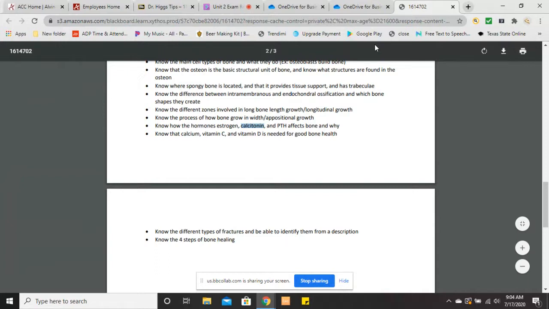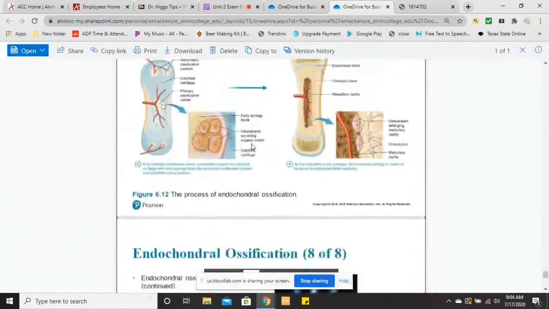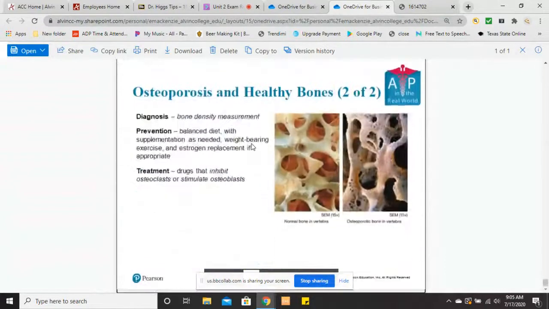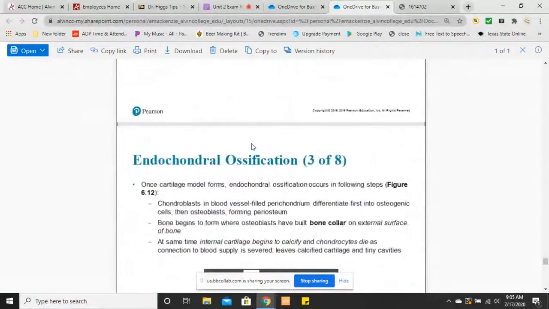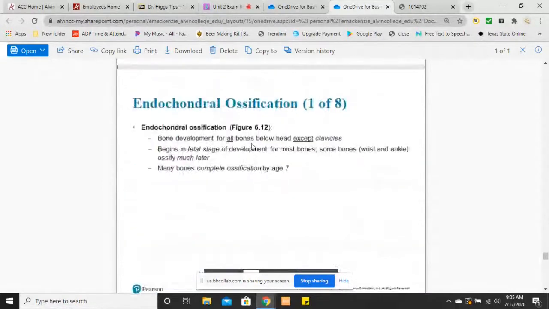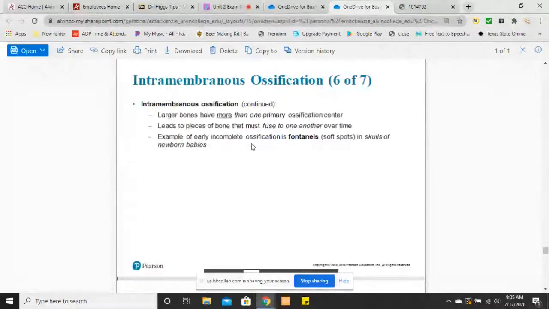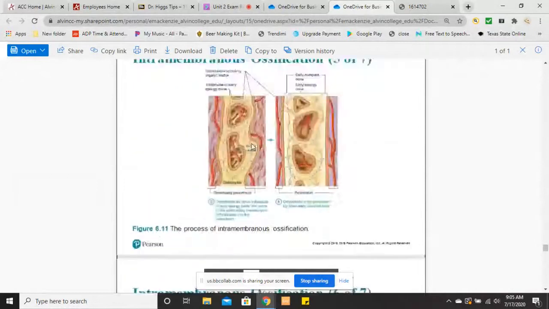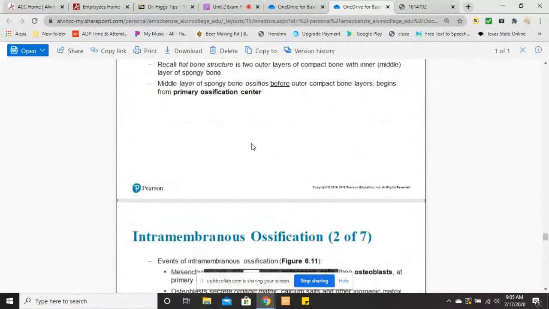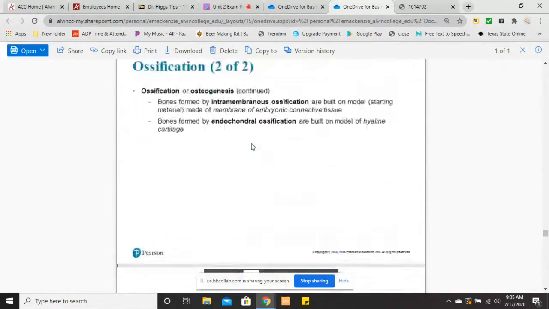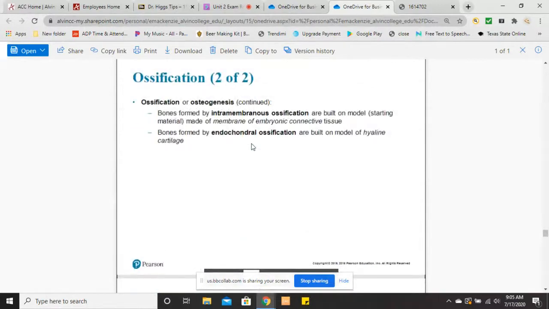And then there's the hormone estrogen. Estrogen is kind of like testosterone. Just like testosterone, estrogen stimulates bone growth. That's why, just like males, because of puberty and high levels, they will have growth spurts. Same thing for females. That's why females also have growth spurts, because estrogen stimulates bone growth.